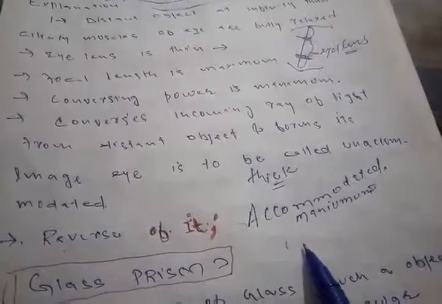What actually does accommodated condition mean? When you are looking at nearby objects, the ciliary muscles of the eye are not fully relaxed, then the eye lens becomes thick, the focal length becomes minimum and the converging power becomes maximum. So the incoming rays of light which fall on an object become more converged, then you can see the things very clearly.